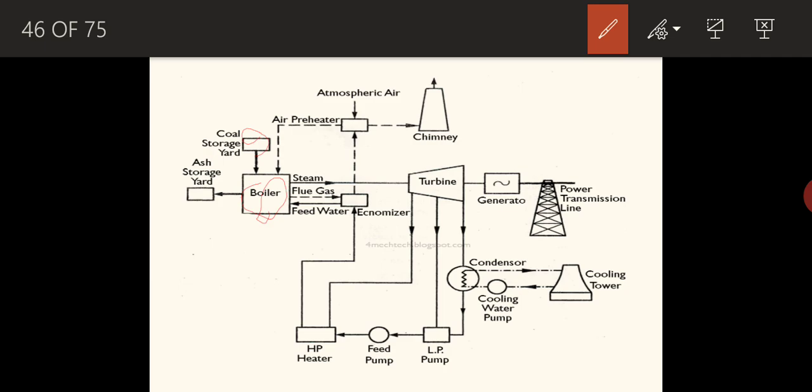The boiler is the place where the water is converted into steam by utilizing the heat supplied by the burning of coal. So inside the boiler we will have high pressure, high temperature steam. That steam is carried through this line. You can see the steam line here. Through this line the steam is carried to the turbine. You can see the turbine here.